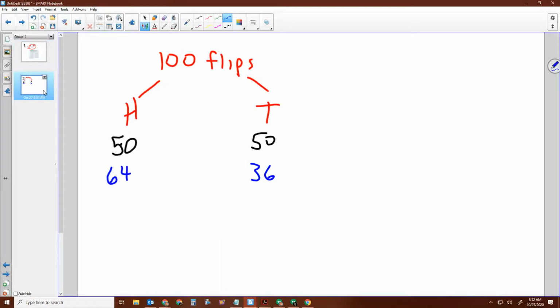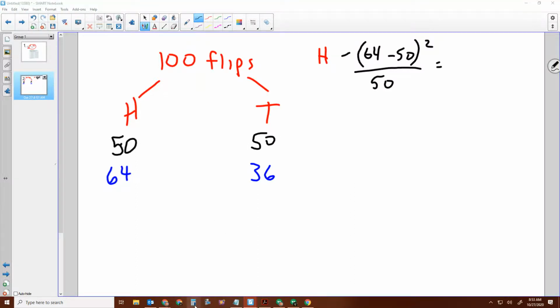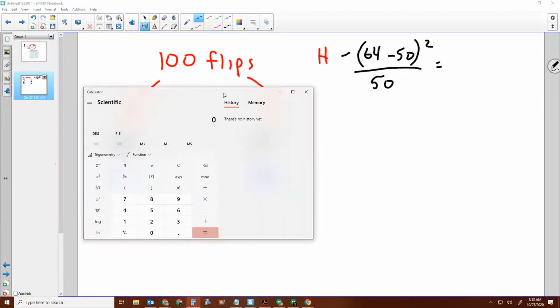And so for heads, let me write heads here. My observed is 64. My expected is 50. And I'm going to square that, and I'm going to put that over the expected, and that is my value. All right, and so get my trusty calculator out here. That's 14 squared divided by 50, and that number is 3.92.